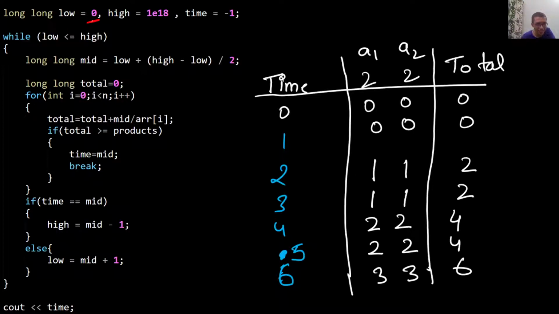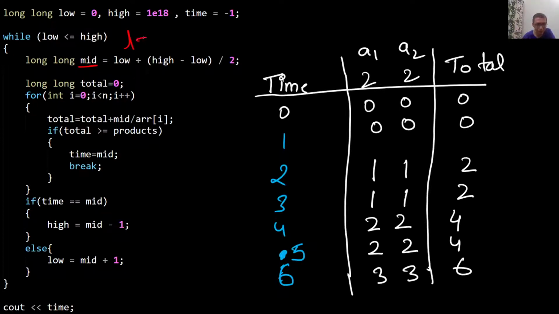So firstly, I'll initialize low to 0, high to 10 to the power 18, and time to -1. Now all these 3 variables can hold values up to 10 to the power 18. So for that, their data type is long. After this, I'll use a loop. This is the condition for binary search: low should be less than or equal to high. Then I'll calculate mid. Mid is also long.